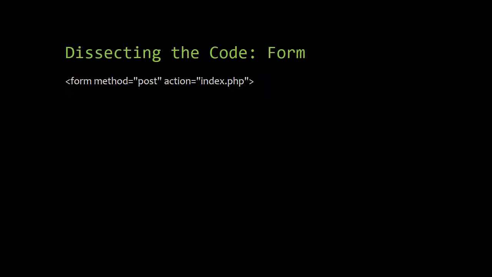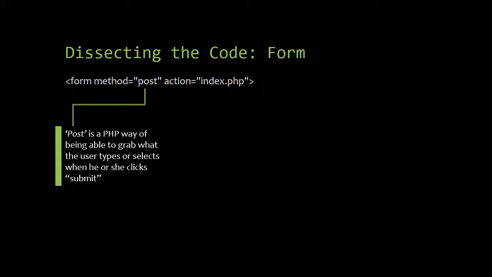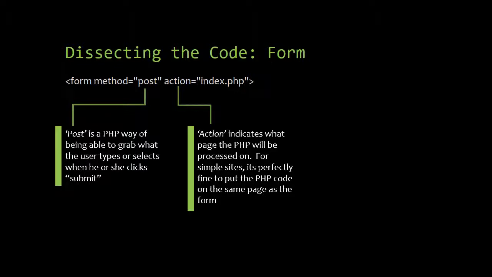All right, let's dissect some of the code. Let's do the first line that you saw earlier. The word post is a PHP way of grabbing whatever the user types in and being able to store it when the user hits the submit button on the form. Action is referring to where the PHP code that we're going to write is going to be placed. Oftentimes on large websites, there's a separate document that's going to house all this PHP. But for us in simple, small websites, frankly, we can just stick this PHP code on the same page as our form.